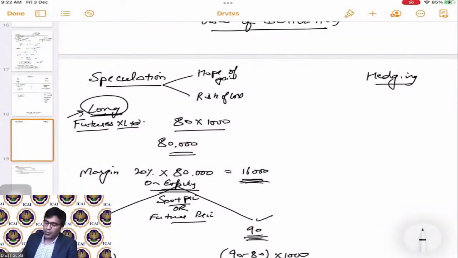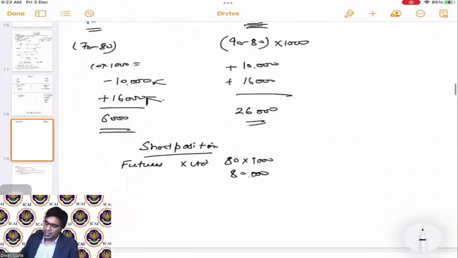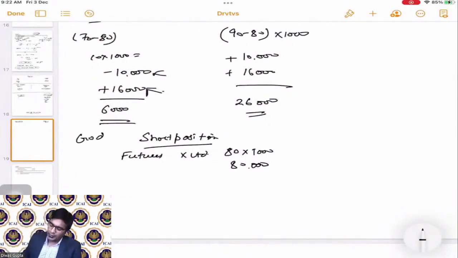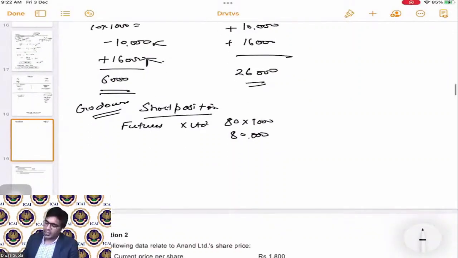See, when will one take a long position? Once he has a speculation that the price is going to go up. Correct? If he has a speculation that the price is going to go down, then only he will take a short position. Correct? Because he wants to take the benefit from the short position. You're getting my point? Because he has information which tells him that in future the price is going to go down, he will quickly take a short position and do the adjustments. So short position, he takes 80,000.